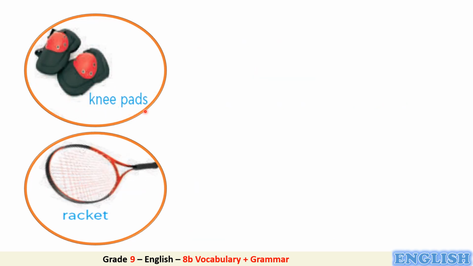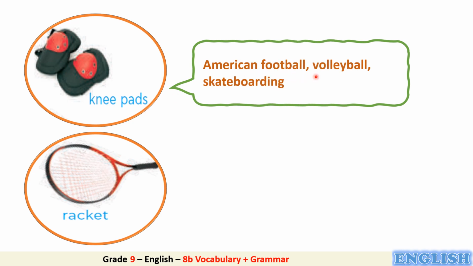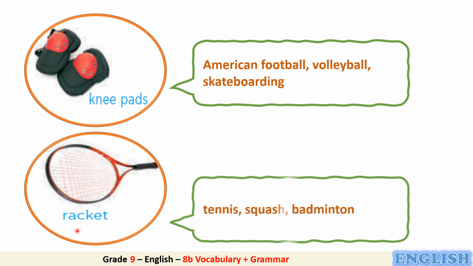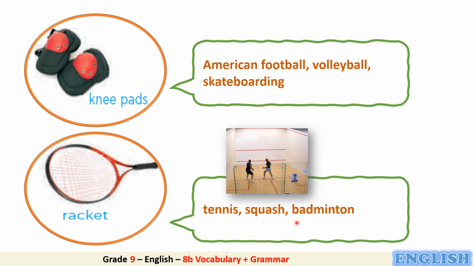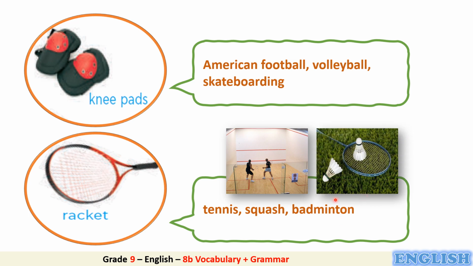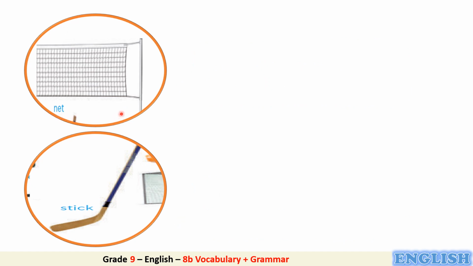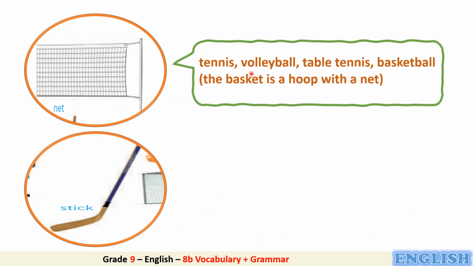We need knee pads for American football, volleyball, and skateboarding. And we need a racket for tennis, squash, and badminton. Well done, my students. We need a net for tennis, volleyball, table tennis, basketball. The basket is a hoop with a net, and a hoop is a ring, and this is the net.